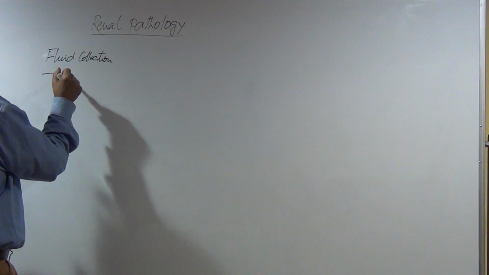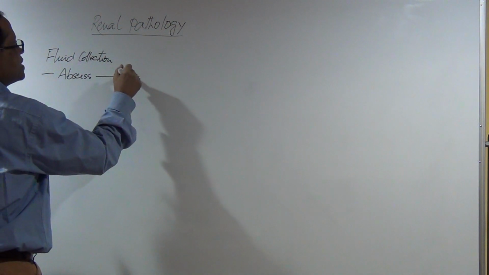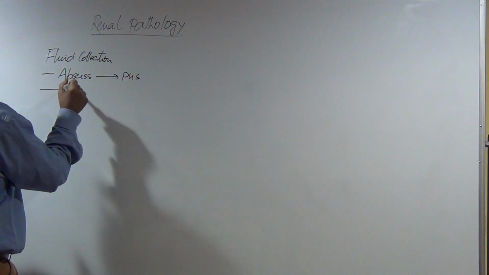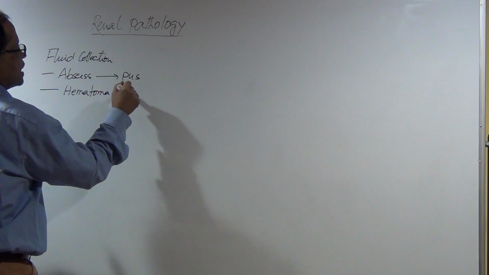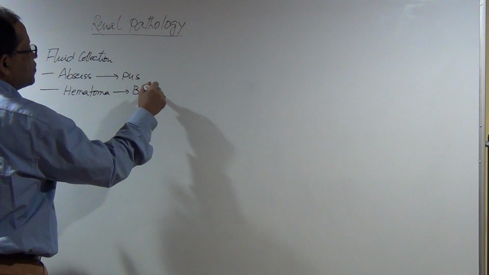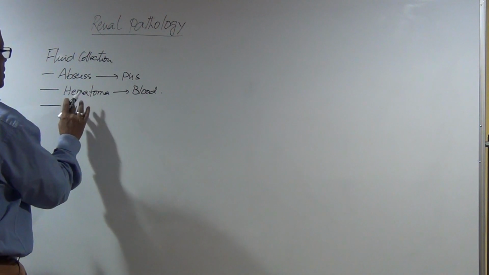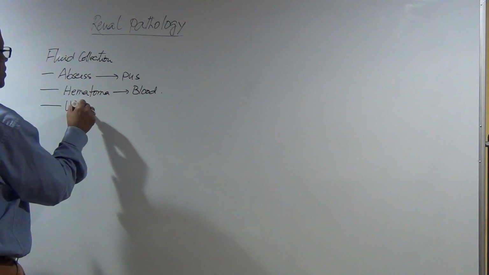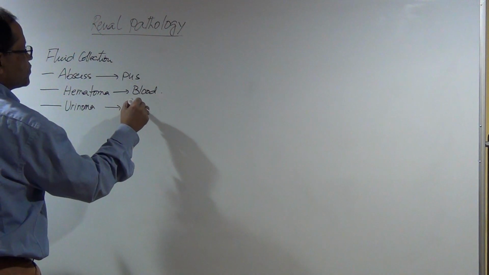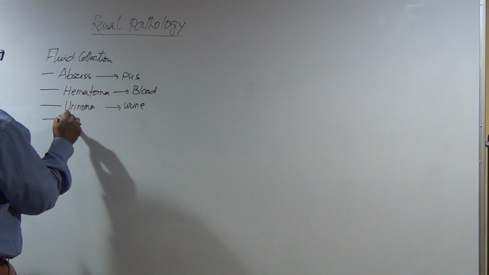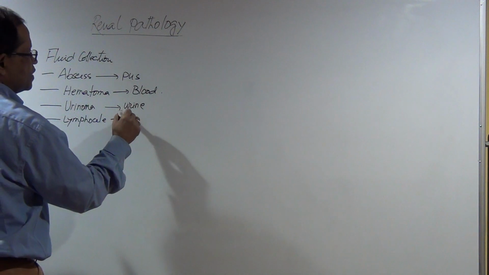One is abscess, which is the collection of pus, right? Another is hematoma, which is the collection of blood. Another is urinoma, a collection of urine. Another is lymphocele, which is a collection of lymphatic fluid.